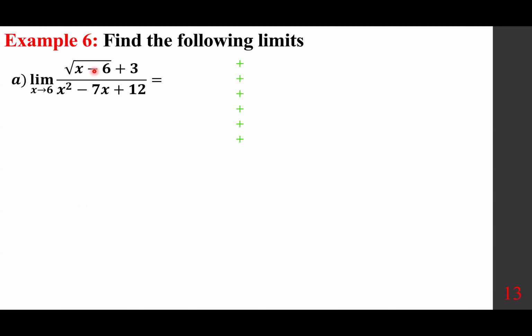The limit of square root of x minus 6 plus 3 over x squared minus 7x plus 12 as x approaches 6. The very first thing is to plug in and observe. So if I plug in 6 here, clearly this goes away and the numerator becomes 3. This becomes 36 minus 42 plus 12. So the numerator is 3 again. 6 makes this one go away. 36 minus 42 plus 12 is 6. 3 over 6 is 1/2.